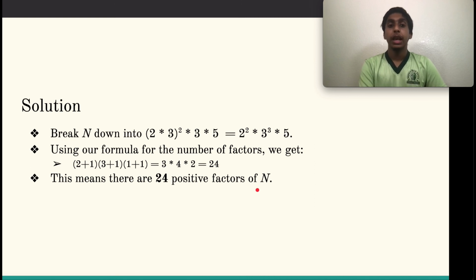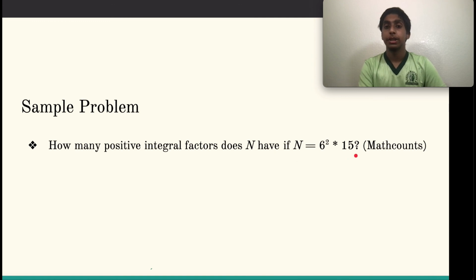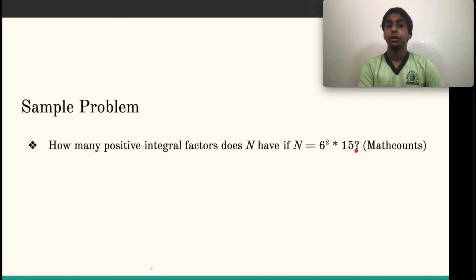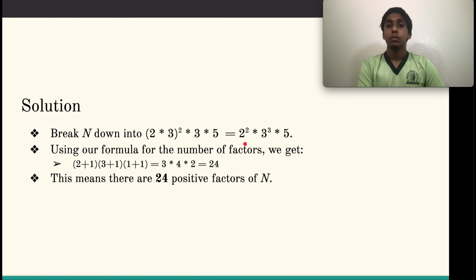Pretty simple, as long as you remember that formula and solve based on that. Make sure to break it down into the prime factorization. Here they purposely gave you 6 squared times 15 because that makes you think you already have it in prime factorization. But make sure to check that it's all prime factors, because if you used just 6 and 15, you would not get the right answer. Once I've broken it down and used the formula, I find there are 24 positive factors of n.